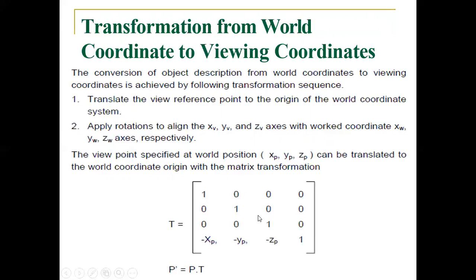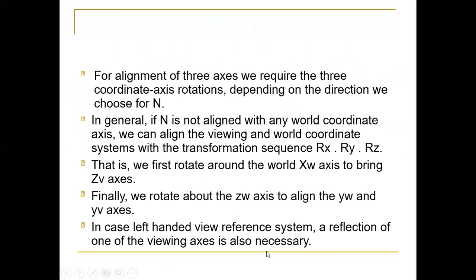This is written in terms of rows. If I write it in terms of columns, I will get 1 0 0 minus xp, 0 1 0 minus yp, 0 0 1 minus zp, and 0 0 0 1. This is my inverse translation.